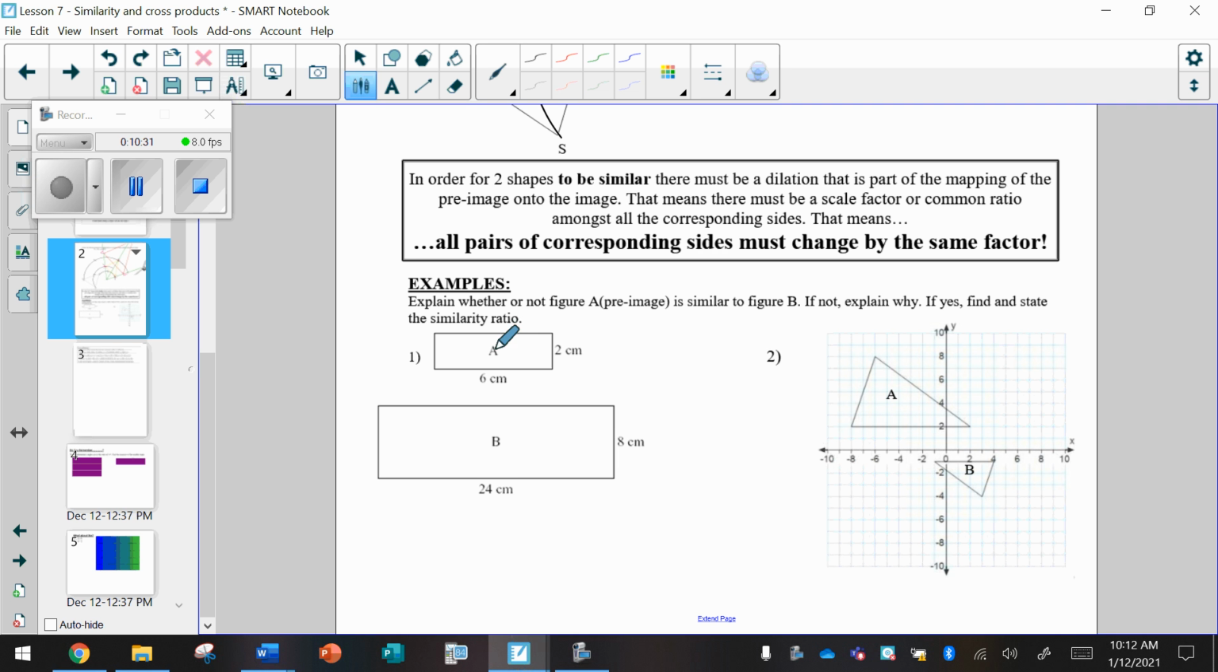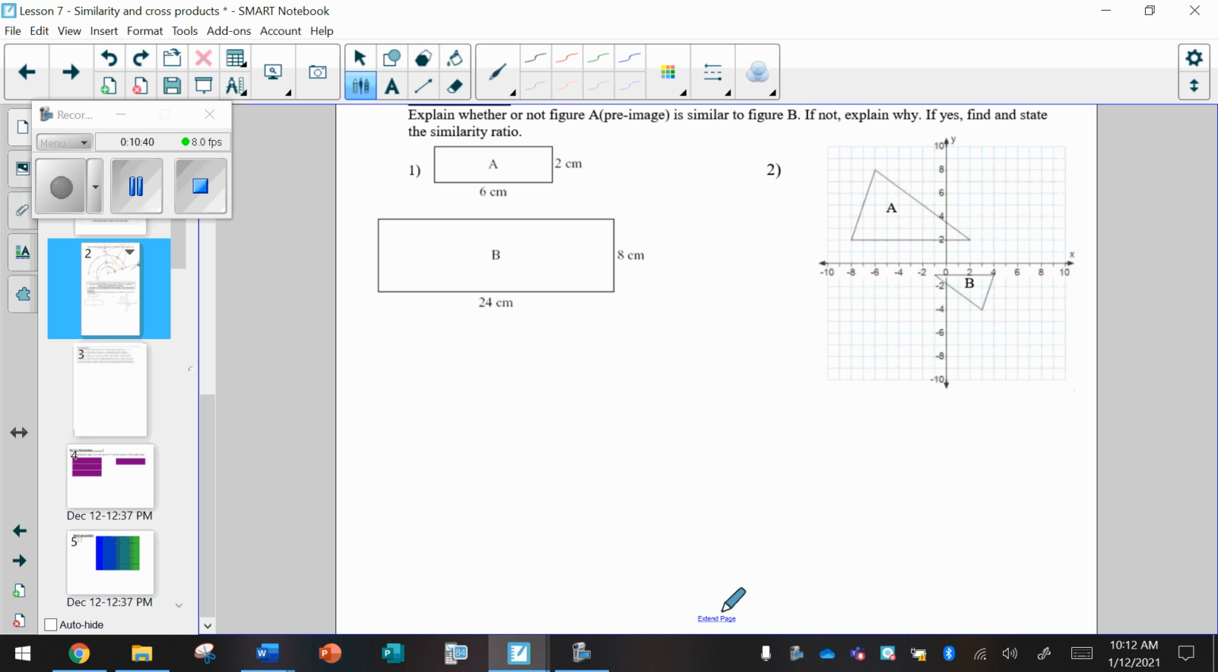We have rectangle A and rectangle B. We're supposed to explain whether or not the pre-image is similar to the image. So in order to do that, what we can do is check the ratios. If I check the ratio of base to height, it would be 6/2. That would reduce down to 3/1 or 3. If our base to height is in the same ratio for both of these shapes, then they are similar. You could also compare corresponding sides. So I could do the ratio 6/24 and see if it is the same ratio as 2/8.